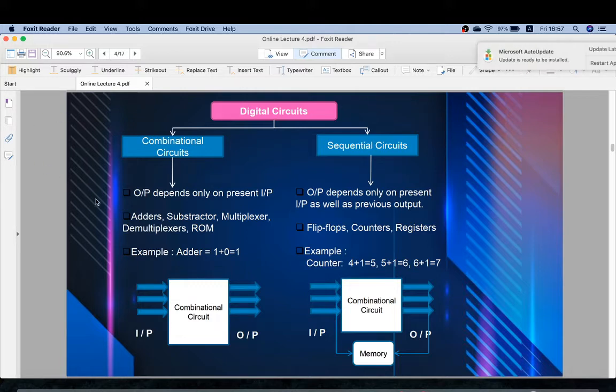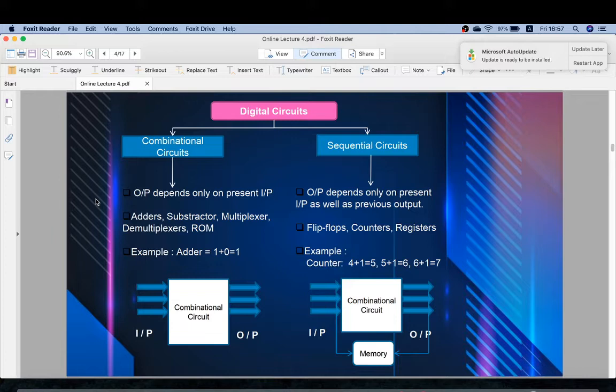Second point: adders, subtractors, multiplexers, demultiplexers and read-only memory are examples of combinational circuits. What are the examples of sequential circuits? These are flip-flops, counters and registers. Examples: how is the adder an example of a combinational circuit?